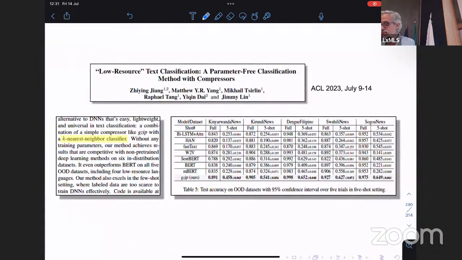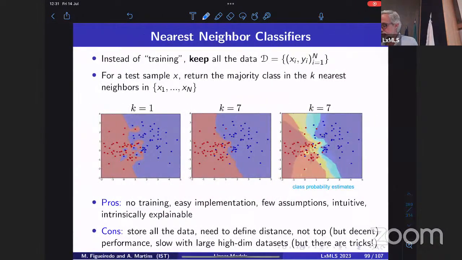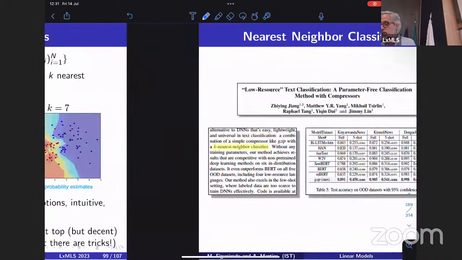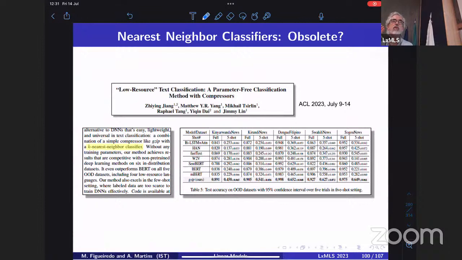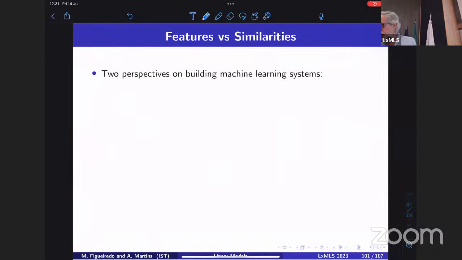And it achieves test accuracy on out-of-distribution data that is better than all these BERTs and large pre-trained models, just using a nearest neighbor classifier. But of course, the issue is you need to define a distance. How to define a distance between text? It uses a very clever technique based on joint compression, which I won't go into. It's a very interesting paper. If you want to look at how k-nearest neighbors are still being used today.